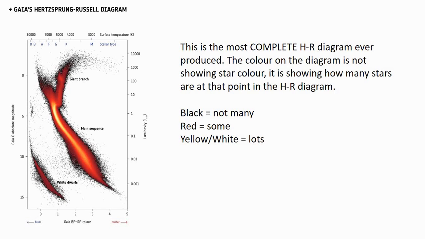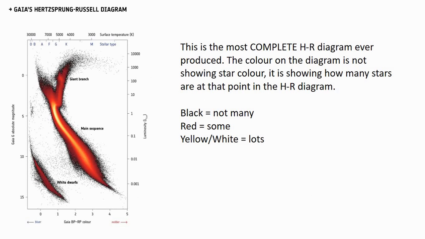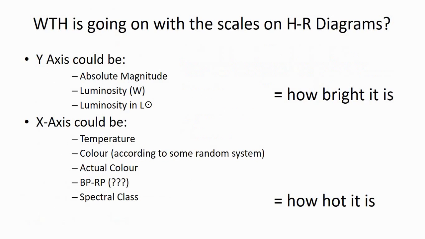But again, we look at this. Along the x-axis, BP-RP colour, and on the y-axis, absolute magnitude. So we've got completely different units for our scales here as we do here, which can be confusing. When you're measuring how bright something is, you can do absolute magnitude, you can do luminosity in watts, you can do luminosity as a multiple of the Sun.